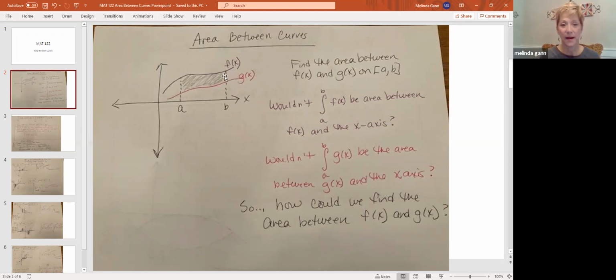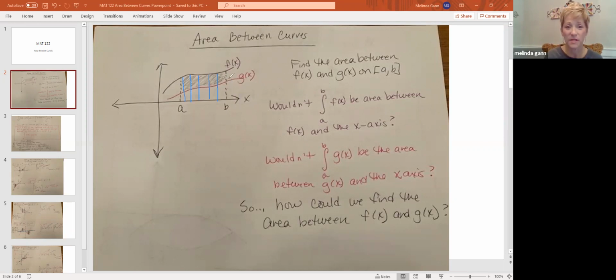Okay, now think about it. If I integrated from A to B on f of x, wouldn't that give me the area? Since this f of x curve is above the x-axis, wouldn't that give me the area from f of x down to the x-axis? That'd give me that area right there. Do we agree? Since this entire f of x curve is above the x-axis, if you integrate from A to B on f of x, that's the area from f of x down to the x-axis.